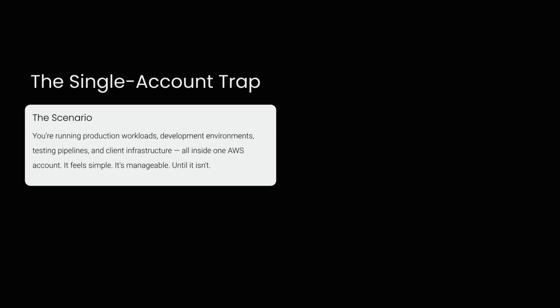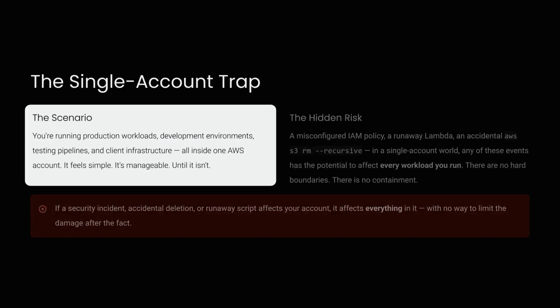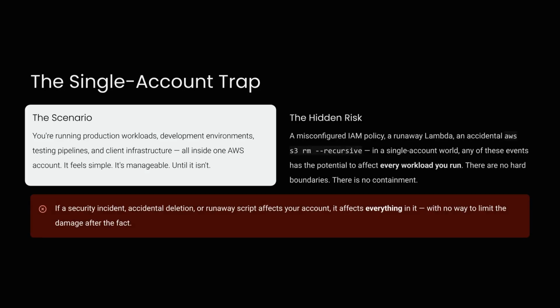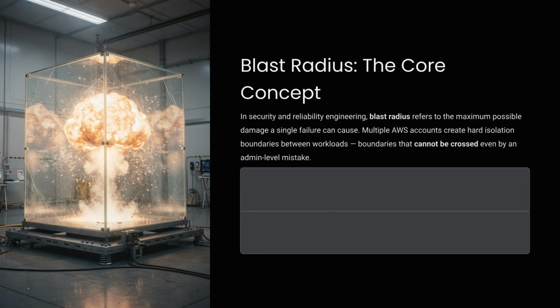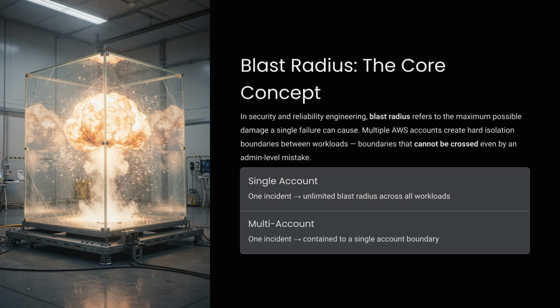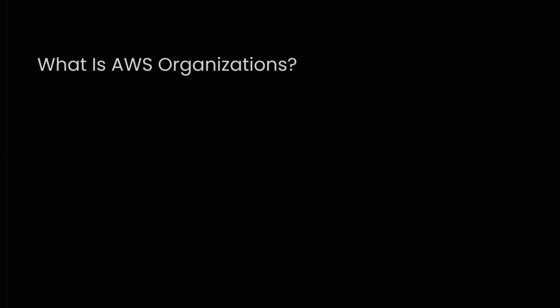Imagine running all your production workloads, development environments, and client infrastructure inside one AWS account. It seems manageable until a misconfigured IAM policy, a runaway Lambda, or an accidental script affects every workload. There are no hard boundaries for containment. Blast radius refers to the maximum possible damage a single failure can cause. Multiple AWS accounts create hard isolation boundaries that cannot be crossed, even by an admin mistake. In a multi-account setup, an incident is contained to a single account boundary.